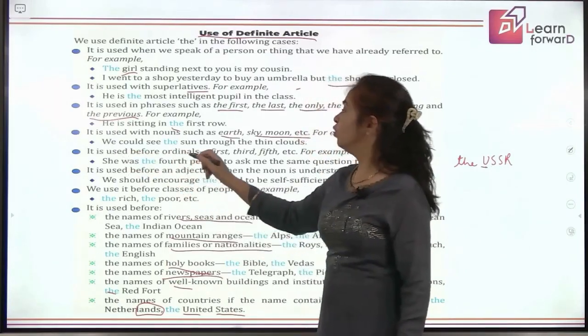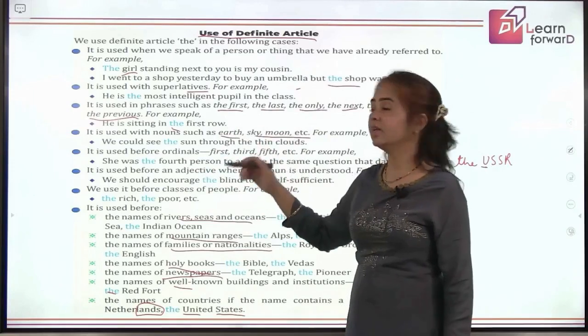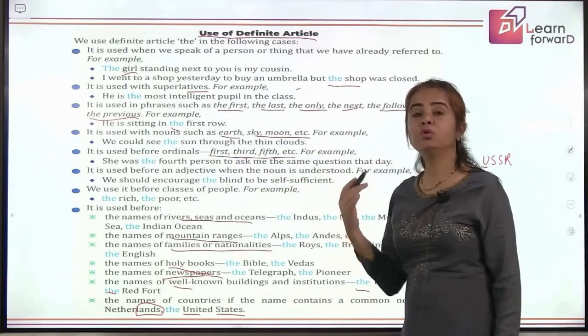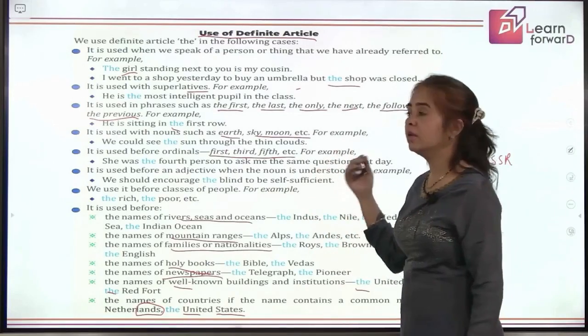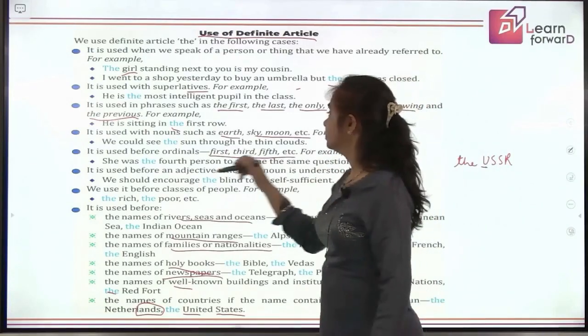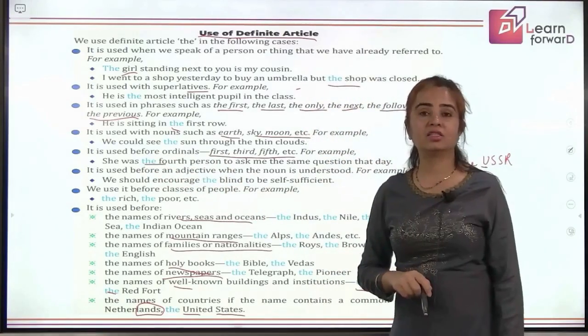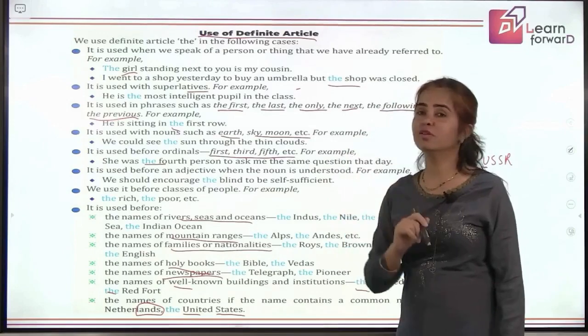It is used before ordinals like the first, the second, the third. So ordinal numbers we have already done. With adjectives, I have told you they show the position. So with the ordinal numbers, we use article the. She was the fourth person to ask me the same question that day. So different people were asking and she was the fourth one to ask.